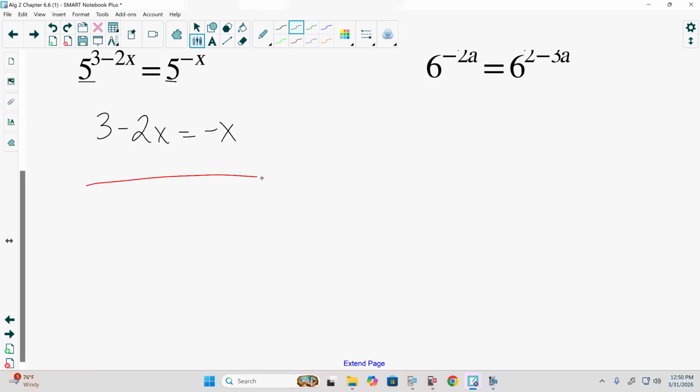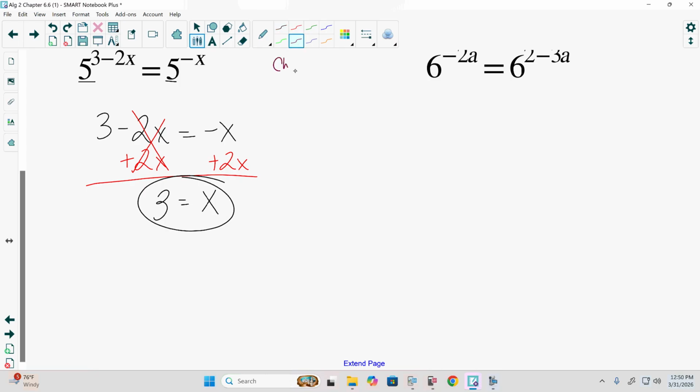Now we need to solve for the value of x. So the first thing we can do is add 2x to both sides. So the left-hand side becomes 3. The right-hand side, negative x plus 2x, is x. So x is equal to 3.